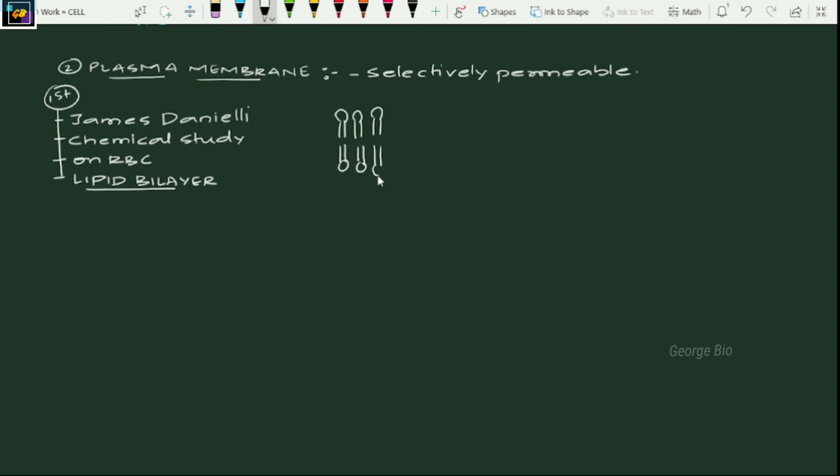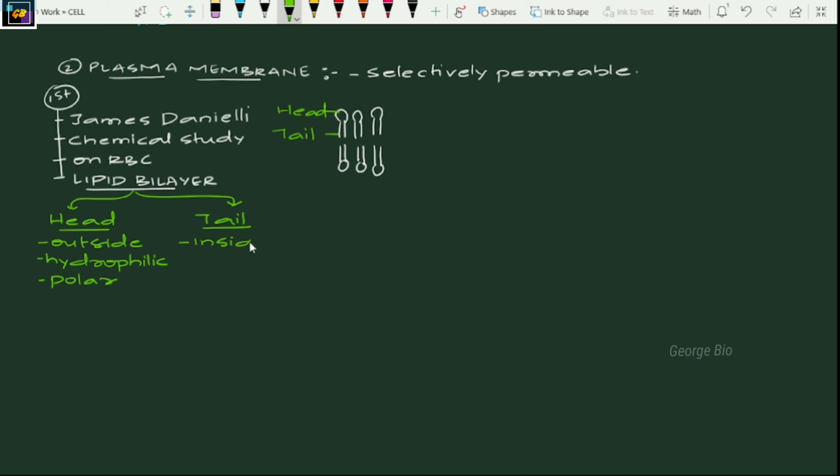This bilayer of lipid consists of a head and a tail. The head is towards the peripheral side and the tail is towards the center. So here the head is towards the outside. It is hydrophilic, water loving in nature, or it can be considered polar in nature. Coming to the center, it consists of the tail, which is towards the inside, and it is hydrophobic in nature, or it is considered the non-polar tail region.